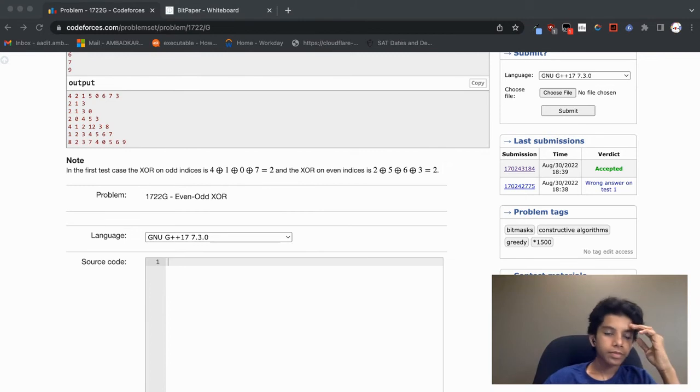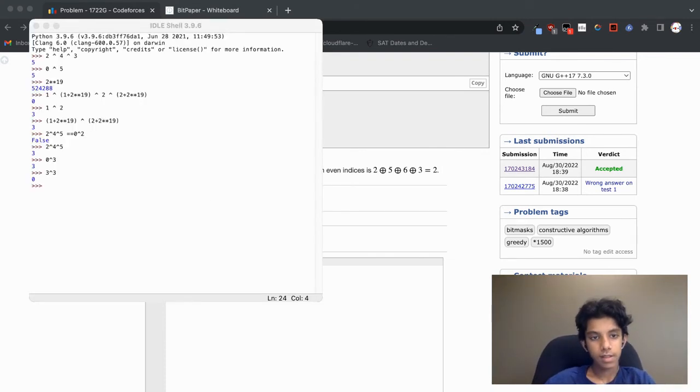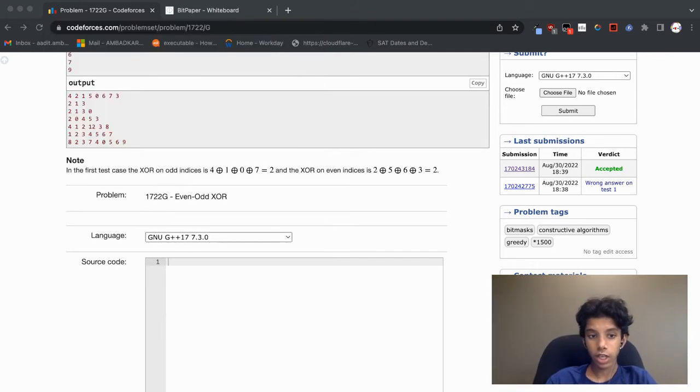And so if we tried it out with 4, 1, 2, 12, 3, 8, we'd see that 4 XOR 1 XOR 12 XOR 2 XOR 3 XOR 8 is 0. And if you take a look through it, if you try and check all of them, you'll find they all XOR in total to 0.